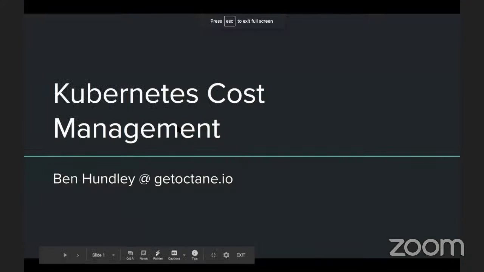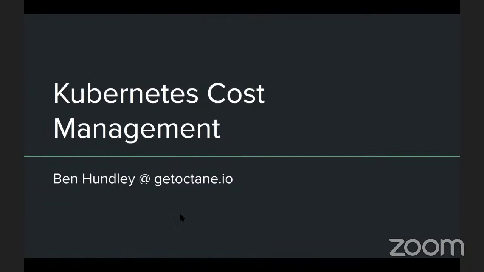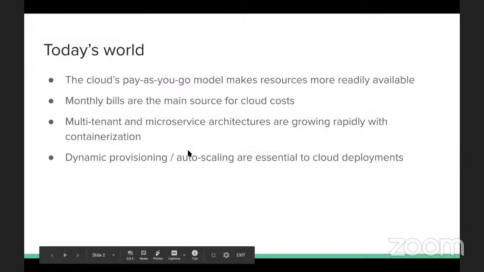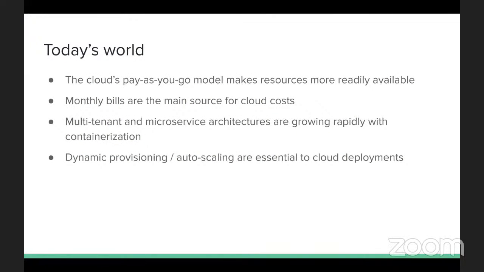Hello, everybody. My name is Ben Hundley, and I'm an engineer at Octane. And today I'm going to be talking about Kubernetes cost management. So just kind of a picture of today's world. The cloud's pay-as-you-go model has made resources more readily available and easier to consume. Monthly bills are how we learn about how much we've spent. Multi-tenancy and microservice architectures are growing rapidly with containerization, and dynamic provisioning and auto-scaling are essential to all our deployments.